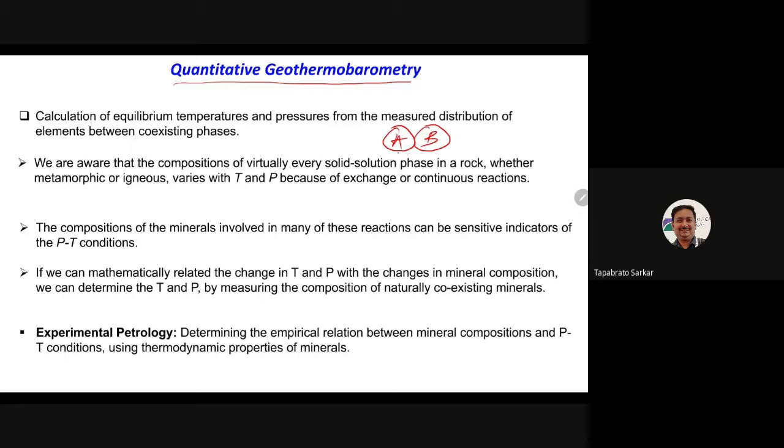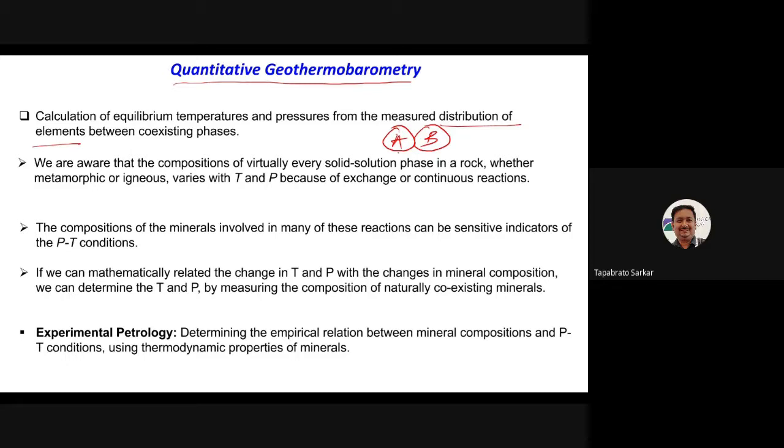Then from the distribution of elements between these two coexisting phases, A and B, we can calculate the pressure and temperature conditions of metamorphism, provided the distribution of these elements is dependent on pressure and temperature. That is what we will see. If the distribution of those elements between coexisting phases is sensitive to temperature and pressure, then from the measured distributions we can find the pressures and temperatures at which the rock was metamorphosed.